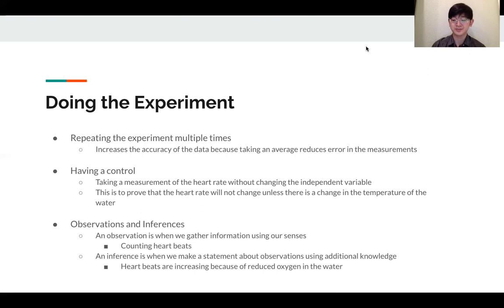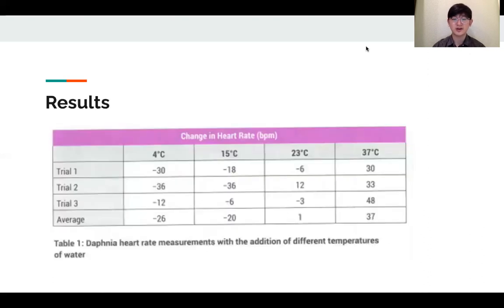So now that we've actually done our experiment, let's take a look at some example results. Here we have the change in heart rate in a nice table laid out. In the top row, we have the different temperatures: 4 degrees Celsius, 15 degrees Celsius, 23 degrees Celsius, and 37 degrees Celsius. In the left-hand column, we have the different trials. As you can see, we ran 3 different trials for each temperature. At the very bottom, we have our averages. So let's focus on the very bottom row for now, the average row.